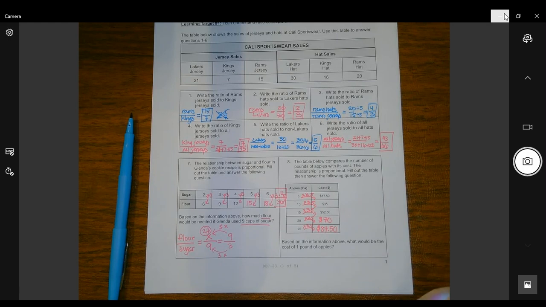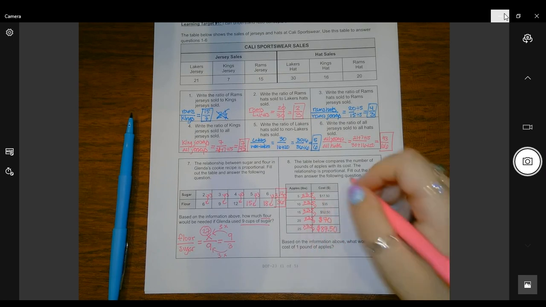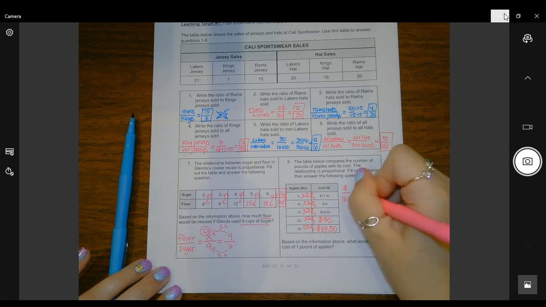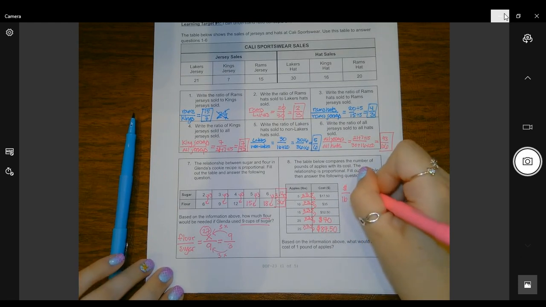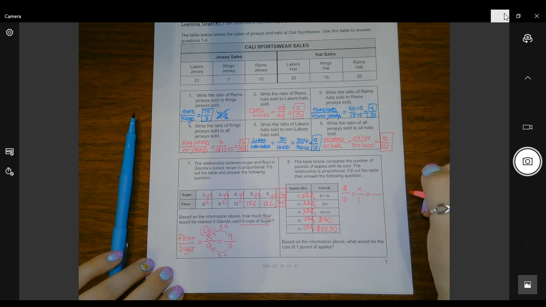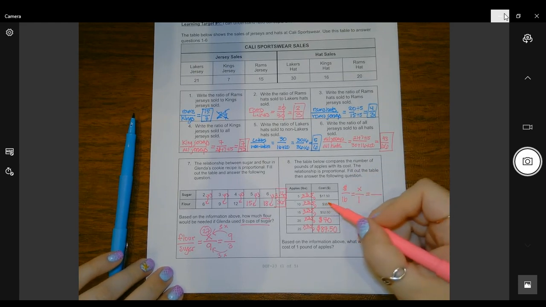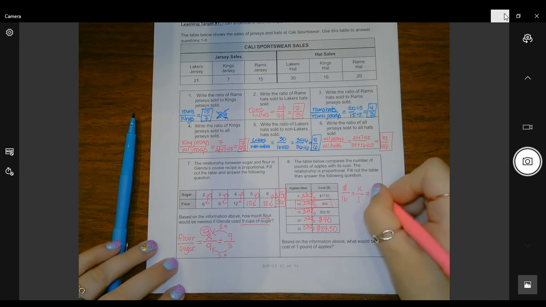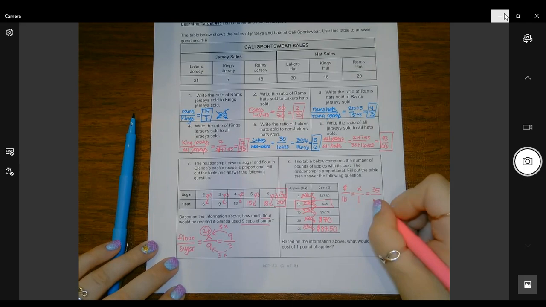Okay, so remember, you can always use a table to find the answer to a question, or you could set up a proportion. So they're saying, based on the information above, what would be the cost of 1 pound of apples? And you're like, I don't know. What is it? Okay, well, let's use any of the ones from this table. Okay, so if we're doing the cost per pounds of apples, if you have 1 pound of apples, how much money is that? Well, let's see. Let's just use this one. Looks the easiest. I'm going to use this row right here. I know that it's $35 for 10 pounds of apples.